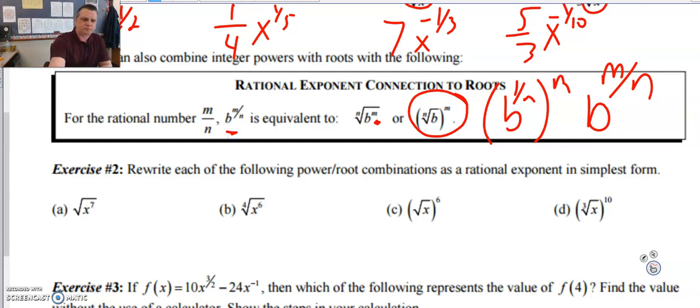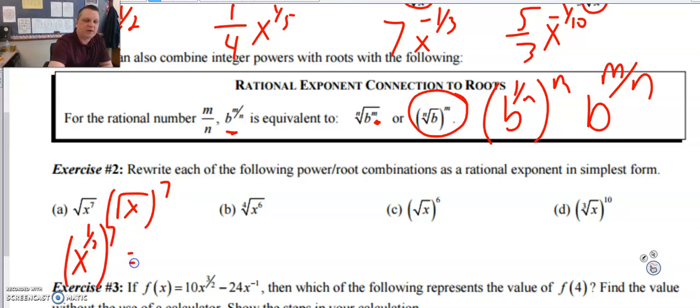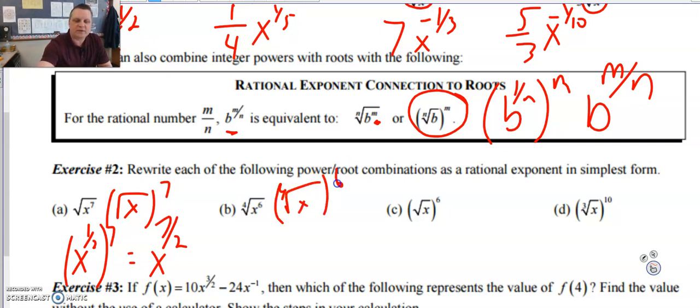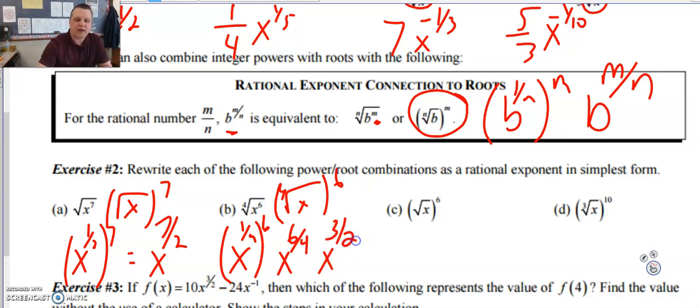So like this one here, we'd rewrite it as the square root of x raised to the 7th power. Square root of x is x to the 1/2 raised to the 7th power, which is x to the 7/2. Of course, I'm going to show all the steps, and as you get better at it, you can skip the steps. So what do we have here? We have the 4th root of x raised to the 6th. So it's x to the 1/4 raised to the 6th power, which is x to the 6 over 4, which is x to the 3/2.